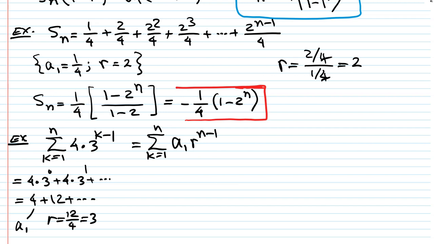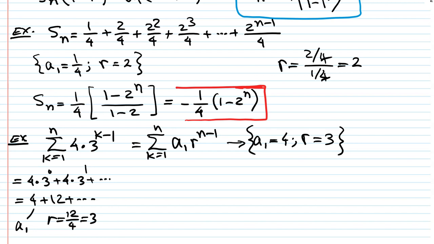Well, I can get it in the way I'm doing it. First term is 4, and the common ratio is 3. Just matching it against the general form.